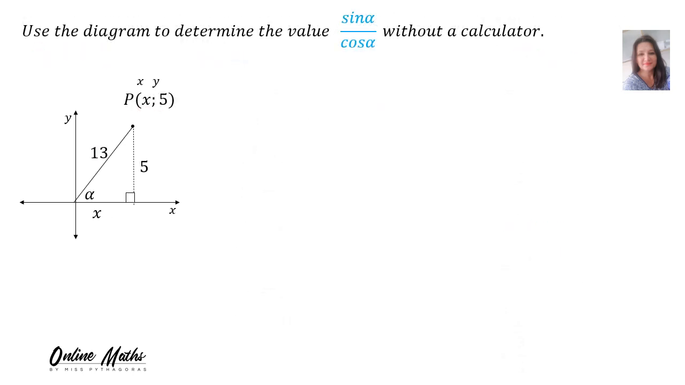Let's do another example. Use the diagram to determine the value of sin alpha over cos alpha without a calculator. And then there's your sketch, your diagram, and it's in the first quadrant. What's given is that your r is 13, so the radius is 13, and x we don't know, that's the one that we're going to calculate, and y is given that it's 5. And then our alpha is in standard position and we find a right angle triangle. Therefore, we're going to calculate the missing side, the x, with the theorem of Pythagoras.